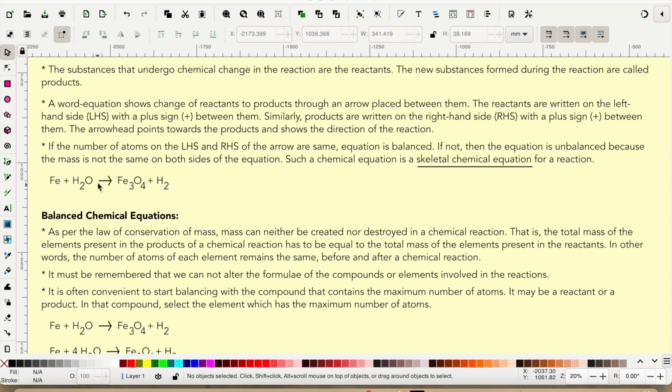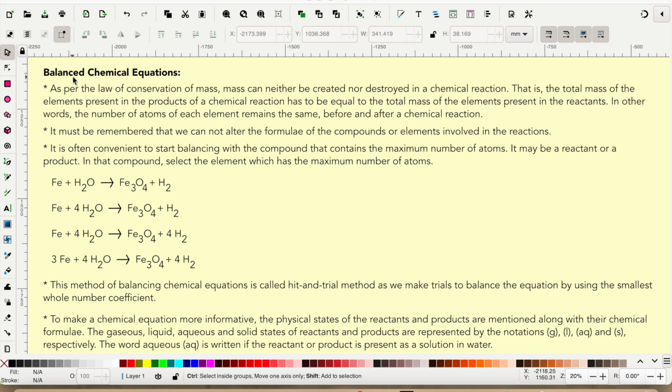The reactants are written on the left hand side with a plus sign between them. Similarly, products are written on the right hand side with a plus sign between them. The arrowhead points towards the products and shows the direction of the reaction. If the number of atoms on the left hand side and right hand side of the arrow are same, equation is balanced. If not, then equation is unbalanced. An unbalanced chemical equation is also called a skeletal chemical equation for a reaction.